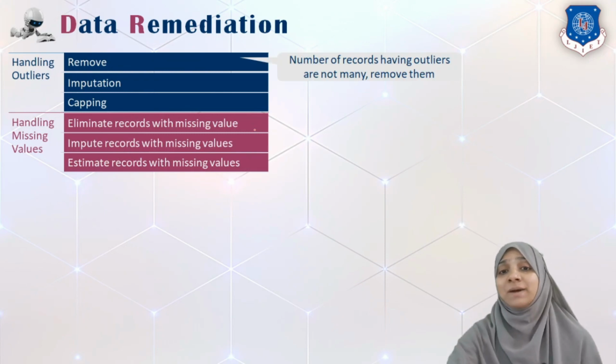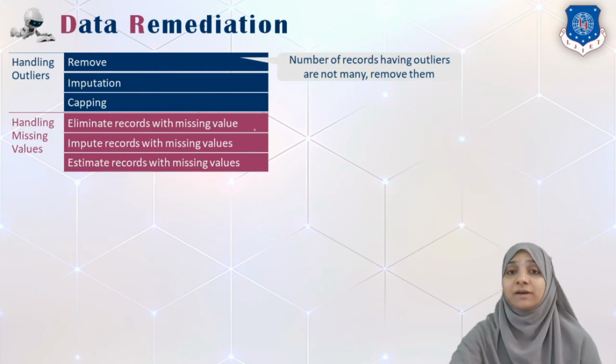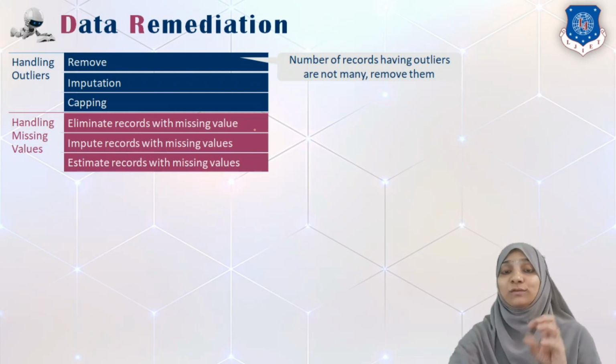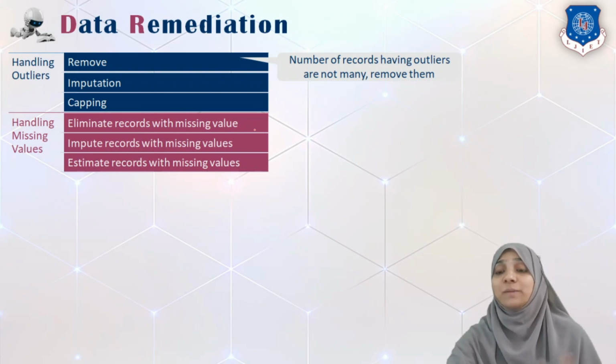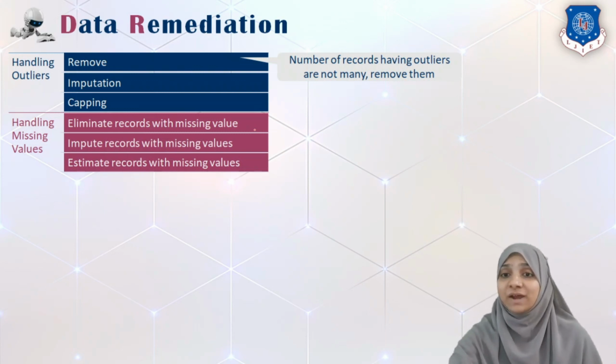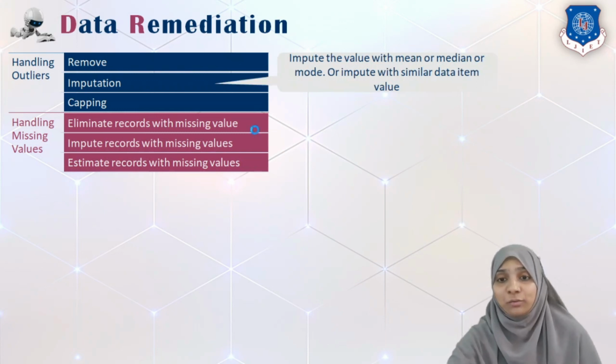Now, what do we mean by removing an outlier record? A record whose value is not following or not matching any other records in a given data set is an outlier record. Any number of records having outliers, you may remove them. As simple as that. So your data set will now be of good quality.